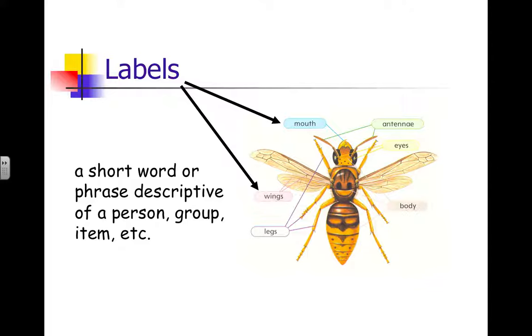Labels, so we would look at this and we probably would say that this is a diagram, but in specific, the labels part are the words that are in the picture or the drawing to highlight the information. So yes, this is a diagram of, I think it's a bee, but the labels part are the words that are included.